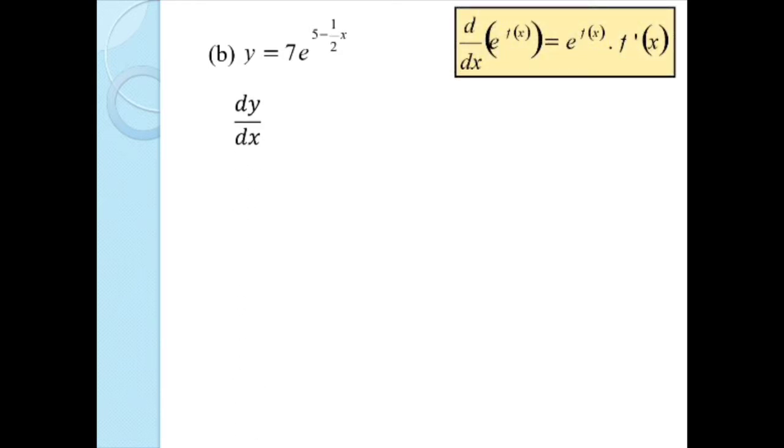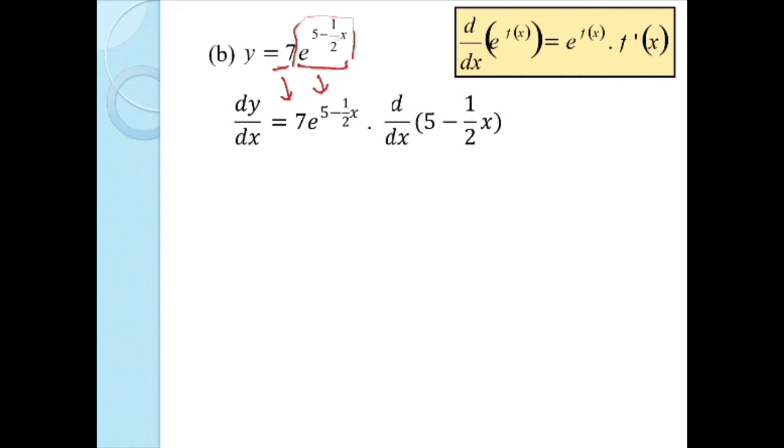Now, example 1b. This is our function y. It's 7 times e to the power of 5 minus 1 over 2x. Same formula applies. First, we just have to copy down the exponential term exactly as it is. But since 7 is just a scalar, just bring it to the front. Leave it in front of e. Next, you have to differentiate the power of e. So just write the power of e in the bracket of d over dx, which means that we have to differentiate the power. Make sure you write everything in one line.